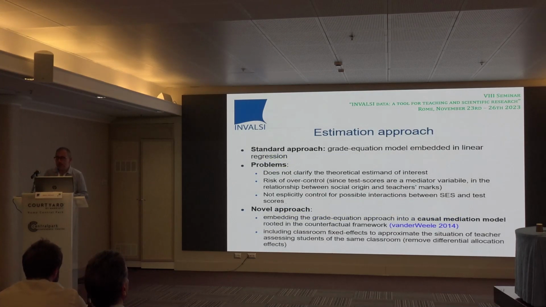Now, the standard approach in doing this kind of analysis is called the grade equation model. It is basically an OLS regression where you introduce social background, or the category that you are interested in, and control for test scores. This has some problems. First of all, it's not clear what the theoretical estimate of interest is. There is a risk of over-control, since the test score is a mediator, a variable that comes after the treatment variable, which is social background, and it usually doesn't explicitly control for the possible interaction between SES and test scores.